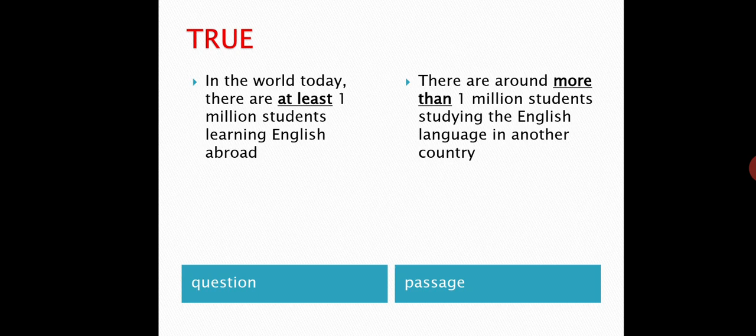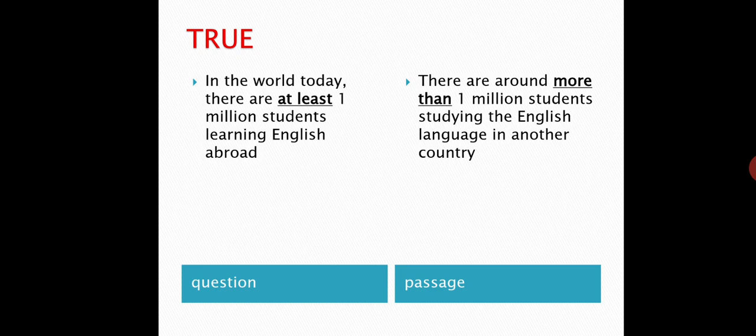Now, with regard to the answer, why is this true? Because I have underlined the at least. At least means it's the minimum. So 1 million minimum. It could be more than 1 million. Yes, that's the case here. And more than 1 million in the passage, they match the same. So it gives us a better overview of the picture. What true is as an answer for the true false not given part of your reading exam.